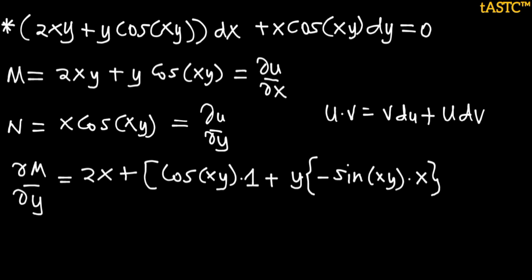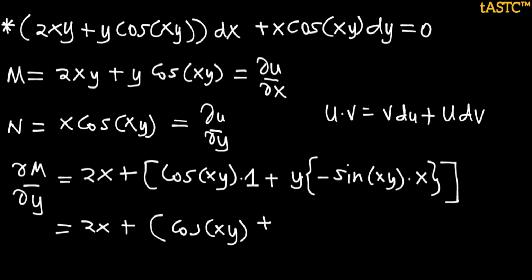So from here, we're going to see we got this. So let us see what it looks like. So that is going to be 2x plus a cos xy, and here we're going to have a plus y. And here, this is going to be a negative x sine xy. So this is what you got.